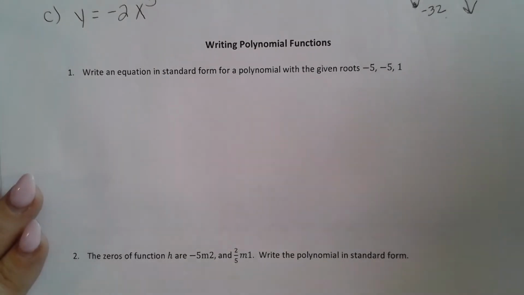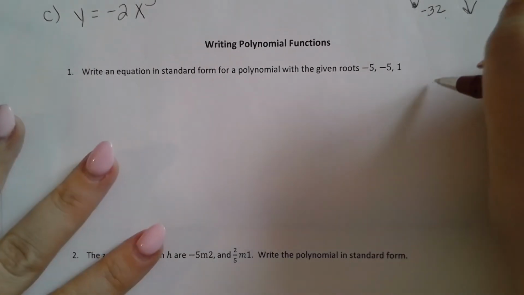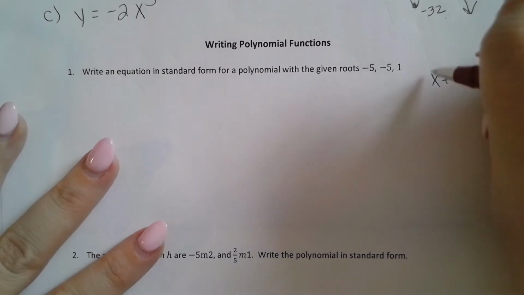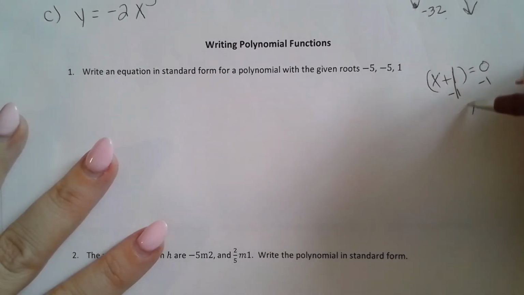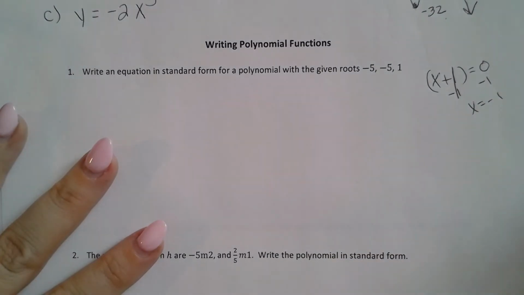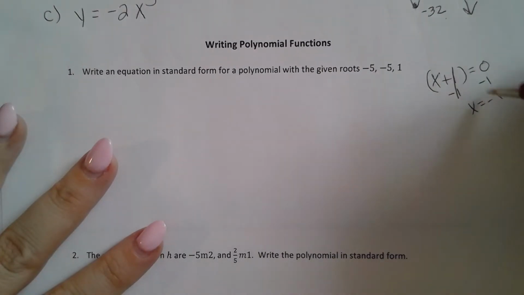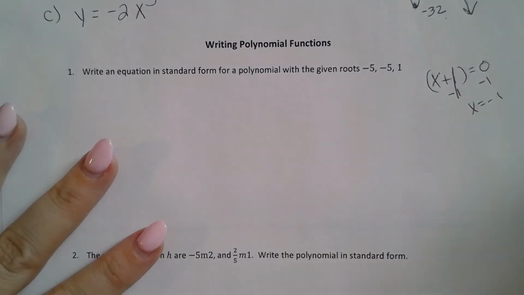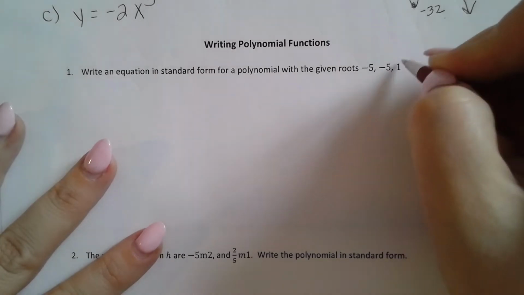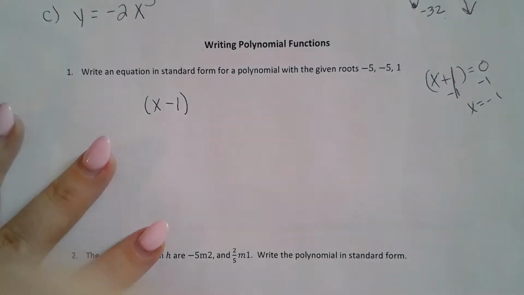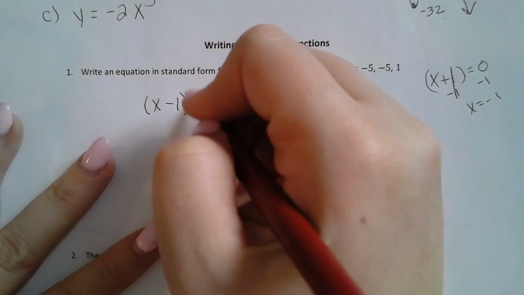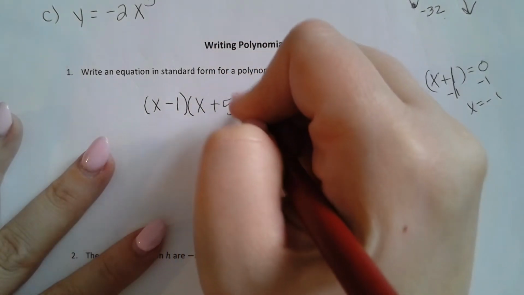So just like when we were graphing them, if I had x plus 1, if I set that equal to 0, I would subtract the 1 over and I would get -1. So essentially, if this was positive, then this was negative because I'm subtracting it over. So if I have a positive 1, then in my parentheses I'm going to have x minus 1. And if I have a -5, then in my parentheses I'm going to have x plus 5.